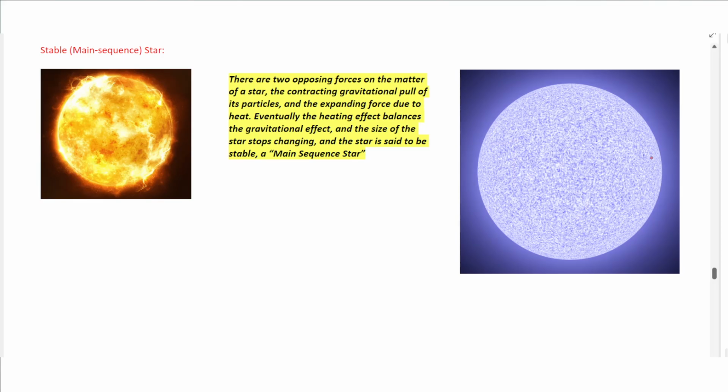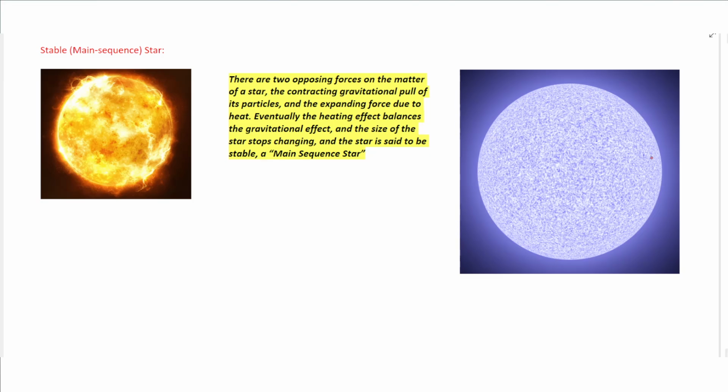Now, as the mass of the star increases and the amount of fusion increases, eventually there will be enough heat to push outwards against the gravity. So we have two forces: the force of gravity pulling the particles inwards, and the pressure due to the heat from the fusion reaction pushing the particles outwards, expanding the gas. If these two forces are balanced, the size of the star becomes constant, and we call this star a stable star or a main sequence star.